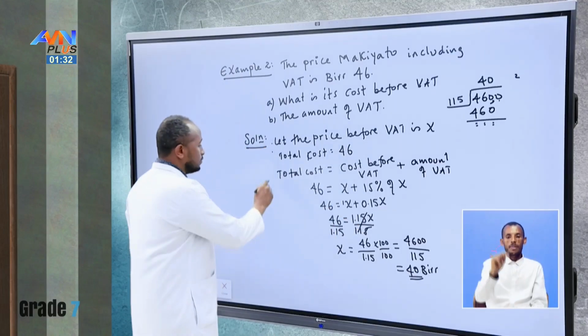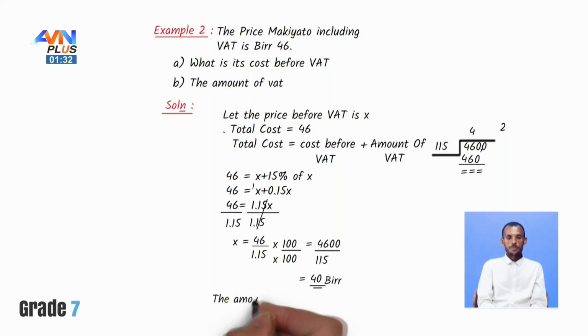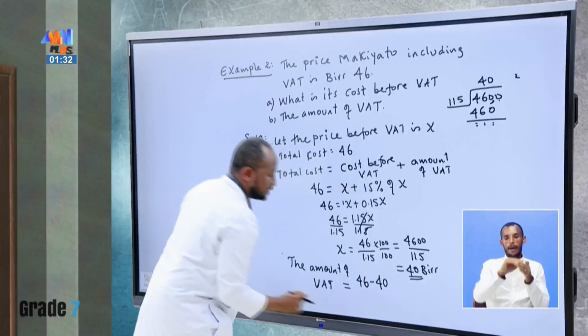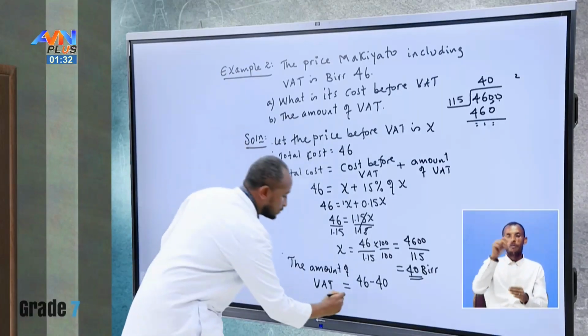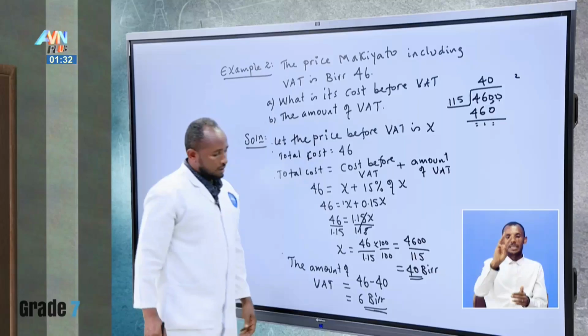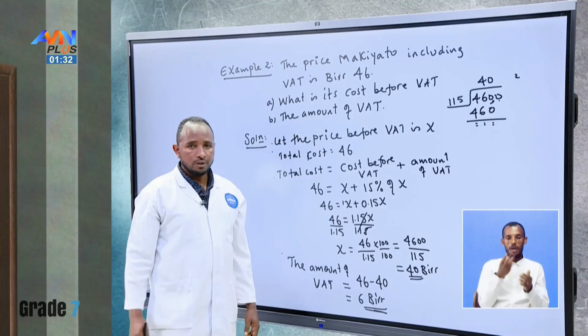Therefore, the amount of VAT is equal to the total cost including VAT minus the price before VAT. So this difference gives us this 6. So this will be the amount of VAT. That's it. Now we'll proceed to the next concept.